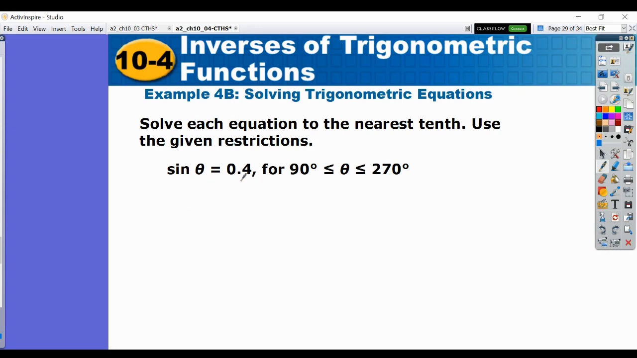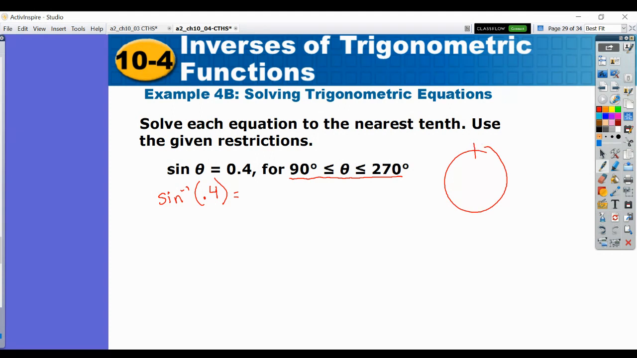Now here's another question. Sine of theta is 0.4. That looks like the same question, except this time I want my answer to be between 90 and 270. So if you remember from the beginning of this lesson, when we do sine inverse, we might get more than one answer, usually two that are on the unit circle. Basically, we're looking for the other one.